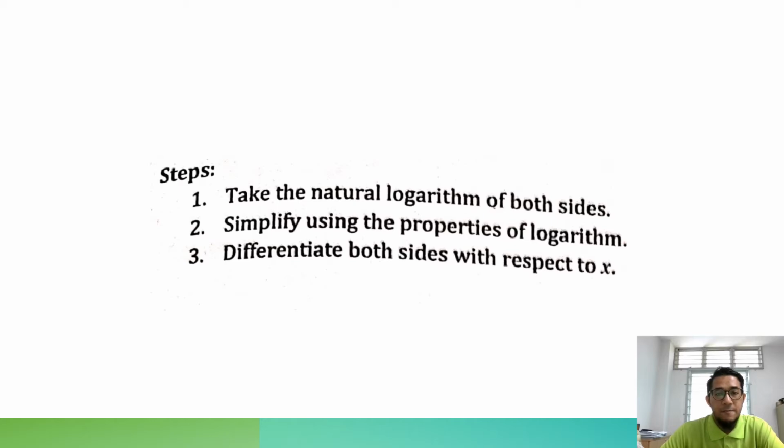So how do we apply this logarithmic differentiation? There are three steps. Number one, you take the natural logarithm of both sides. Number two, simplify using properties of log. Number three, we differentiate both sides with respect to x.